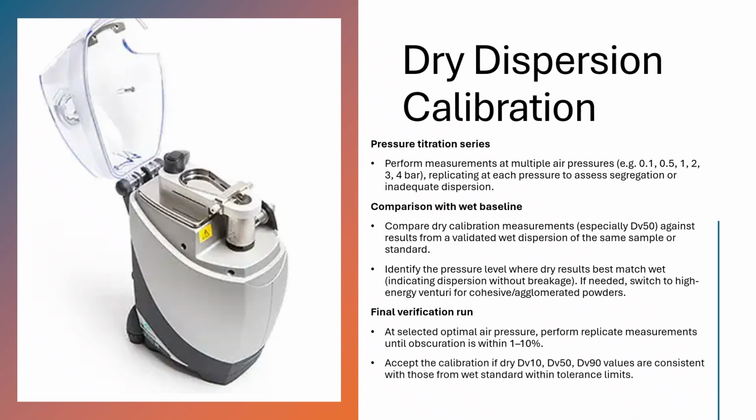So accept the calibration if the dry DV10, DV50, DV90 values are consistent with those from the wet standard within tolerance limits. DV10, DV50, DV90 are key percentile points describing the particle size distribution. The agreement with the wet baseline confirms both dispersion efficiency and size measurement are accurate, right? Now use the AROS starter sample SOP template to generate a full calibration record. There is an auto template, with the help of which you can generate the full report, right?